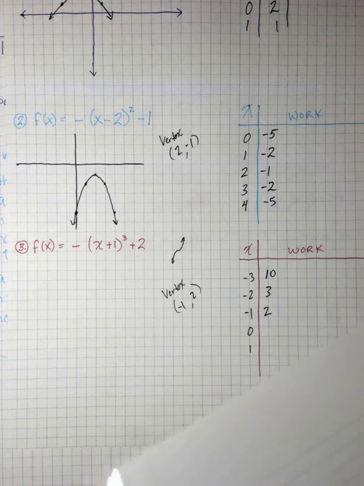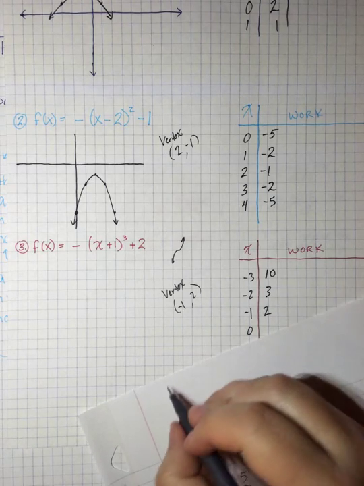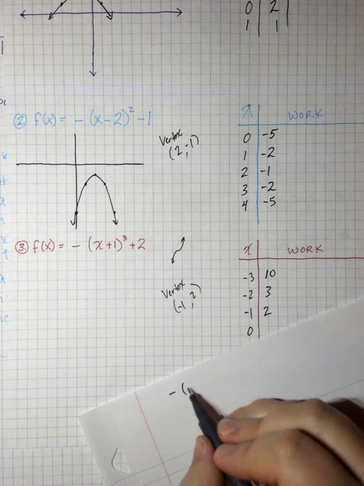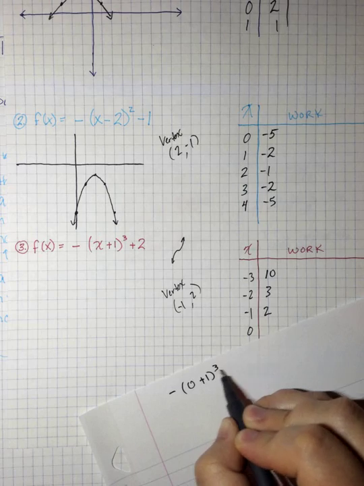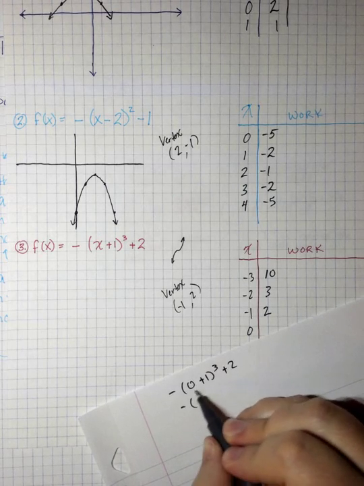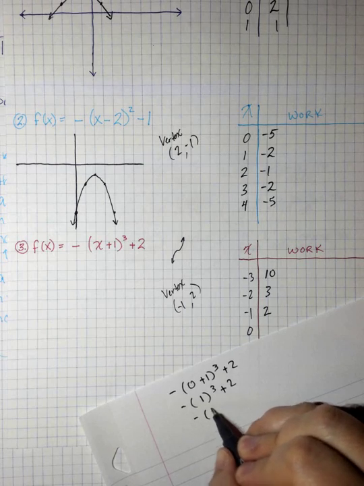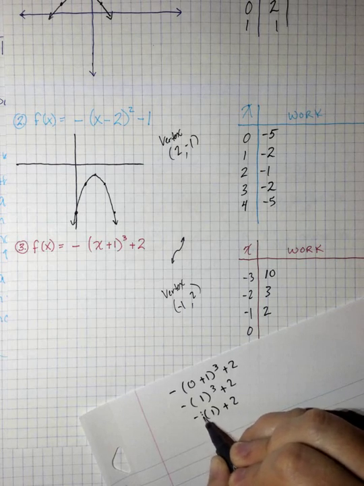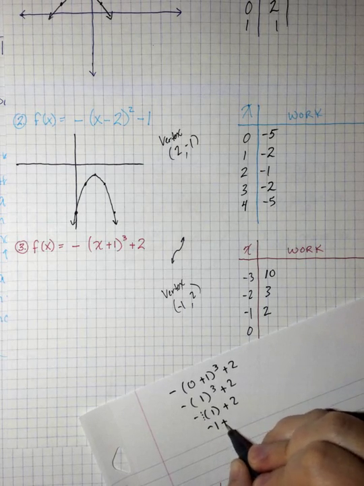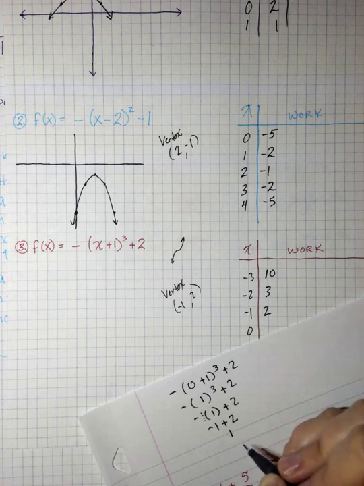So I can jump on down now to plugging in my 0. I plug in that 0. 0 plus 1 is 1. 1 cubed is 1. Multiply by that negative a value gives me a negative 1. Add my 2 and I get a positive 1.